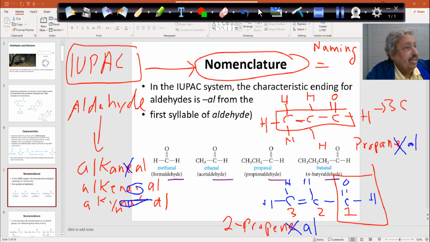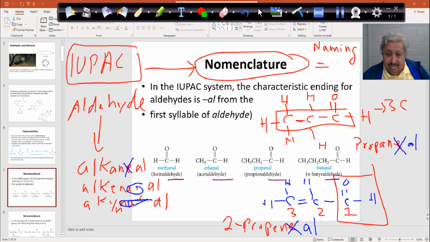If I use aldehyde at the end, that means I am working with a common name. So this is the common name of methanal, called formaldehyde. That's what you have to memorize, those common names. There is no system there. But IUPAC uses a system: use alkane, alkene, alkyne, take the E out, and instead of the E add AL. That's the way it is.